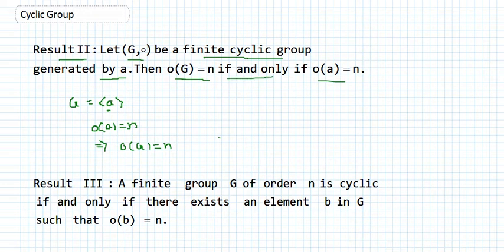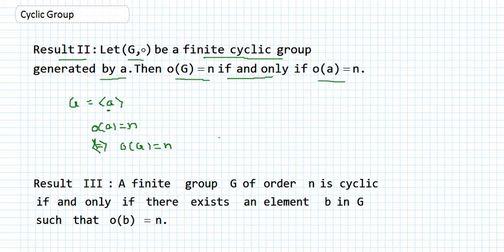So if and only if. It means order of G is n implies that order of A will be n, and also order of A is n implies the order of the group G is also going to be n. So it's true both ways. So order of G and order of A will be the same. In one way to say it, if G is a finite cyclic group generated by the element A, then the order of the group will be the same as the order of the element by which the group is generated.